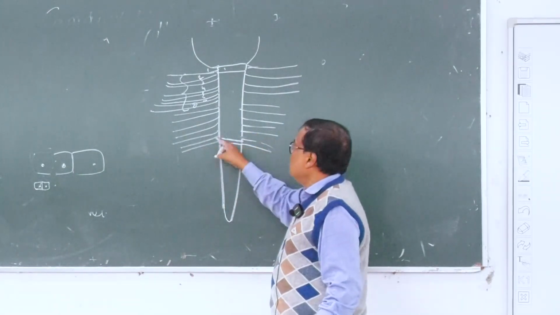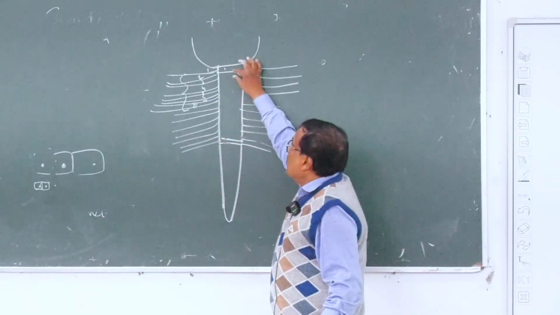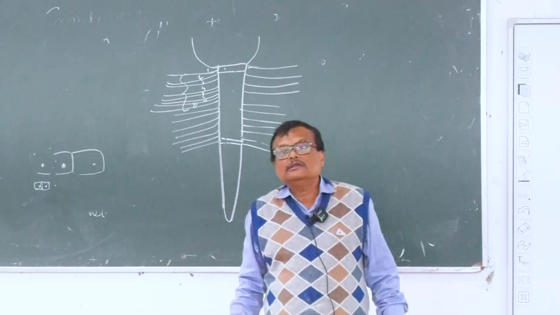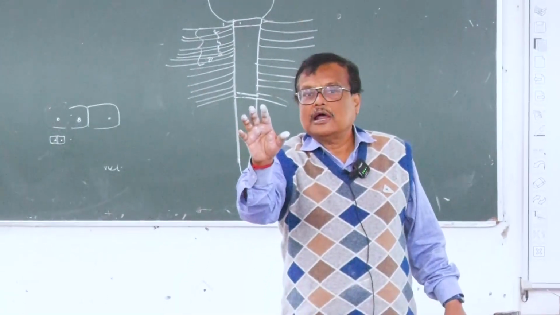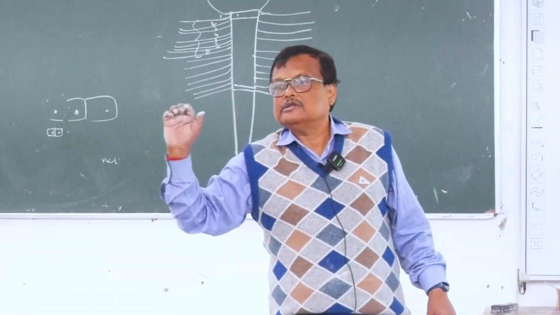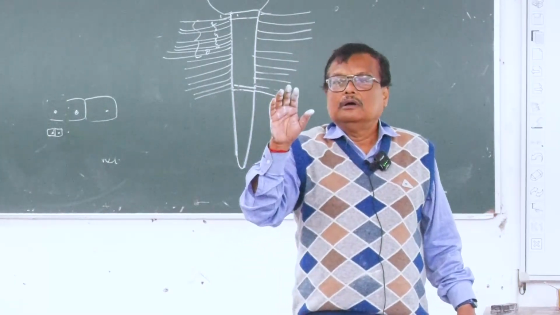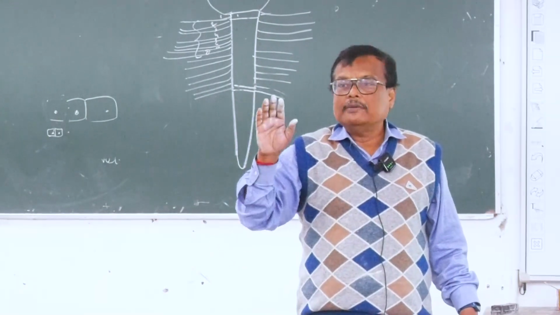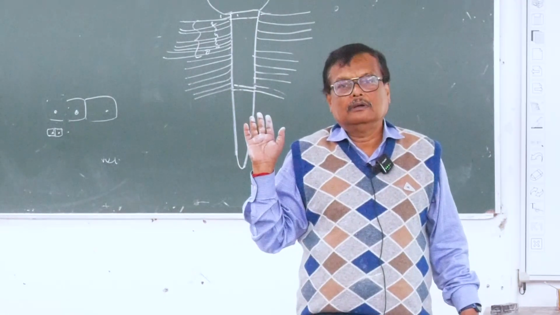The spinal nerve arises, right? So, this is what we call the spinal segment. So, there are 8 cervical spinal segments, 12 thoracic spinal segments, 5 lumbar spinal segments, 5 sacral spinal segments, and 1 coccygeal spinal segment.